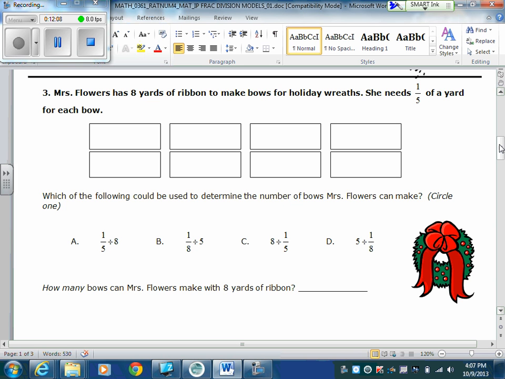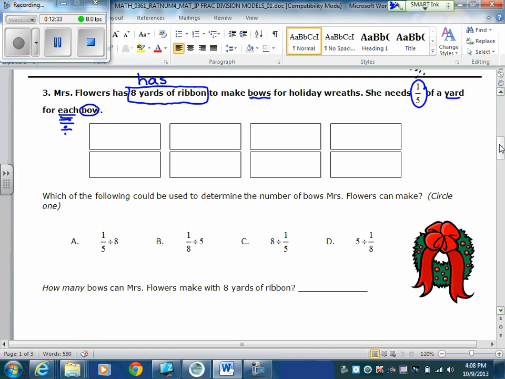So what I noticed first is she has 8 yards of ribbon. This is what she is going to start off with, 8 yards of ribbon. She's going to make bows. She needs 1/5 of a yard for each bow.